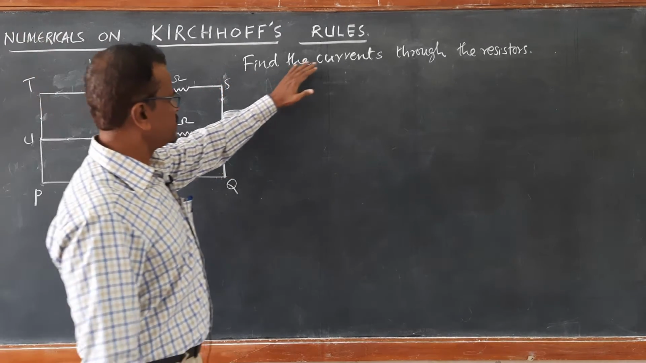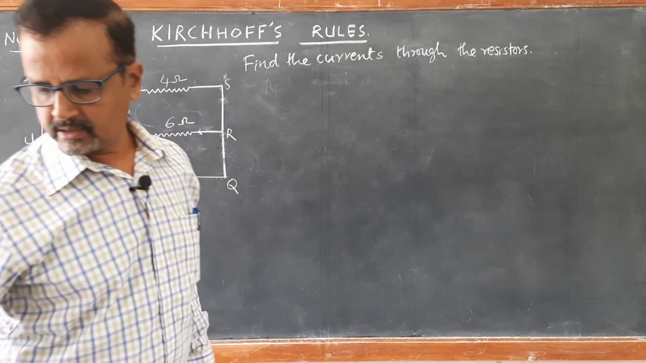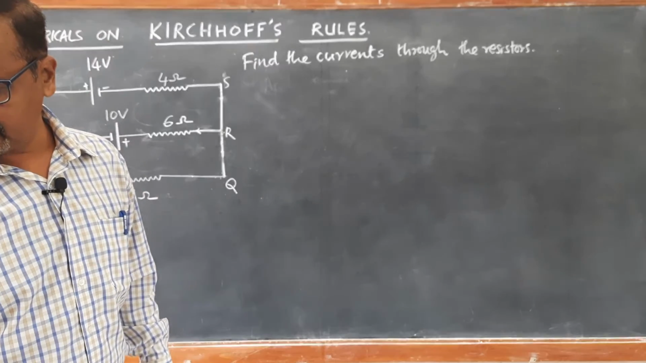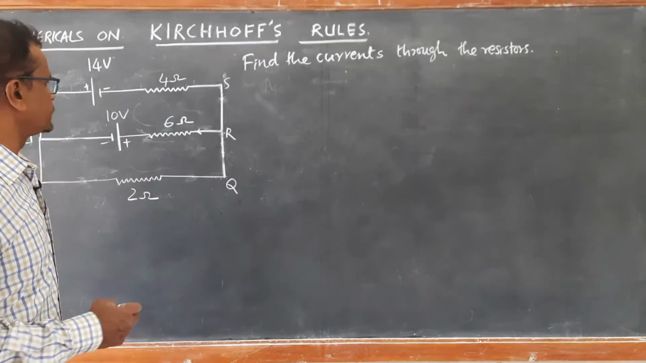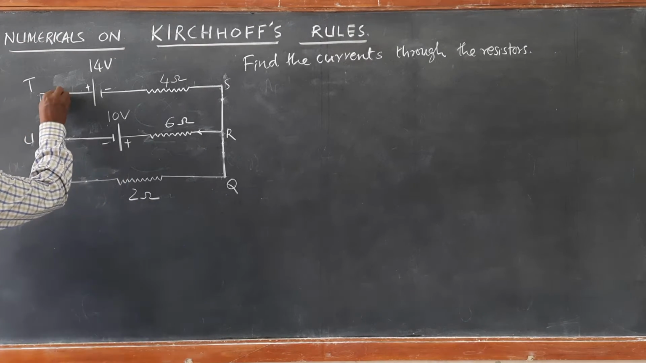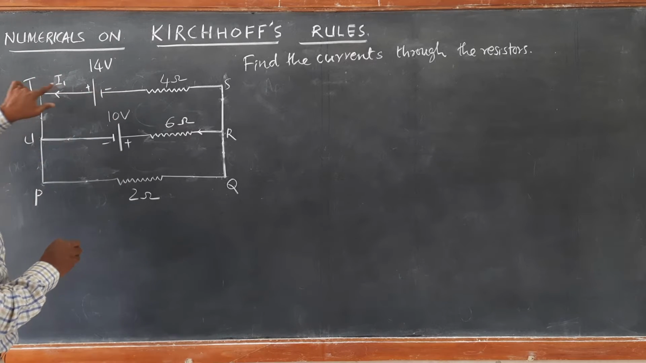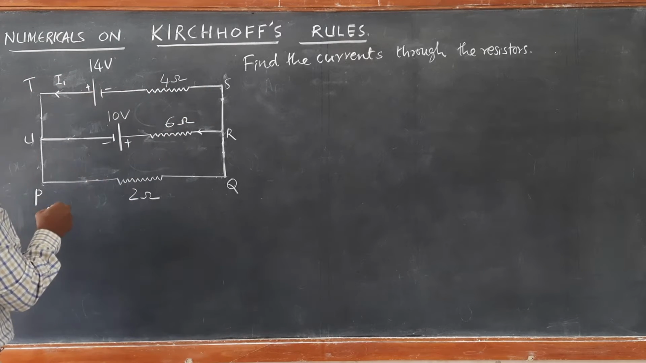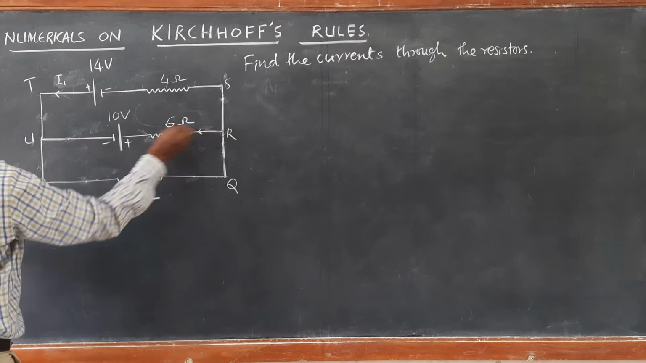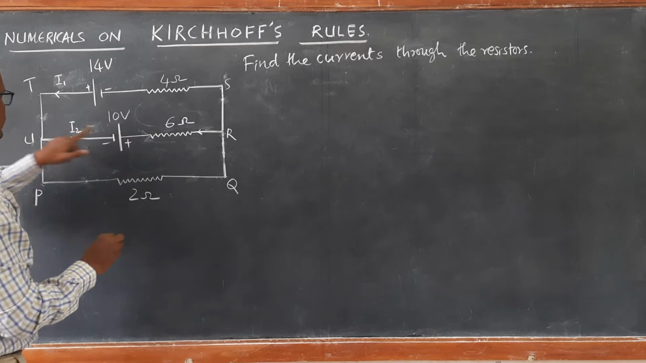What is the question? Find the currents through the resistors. The question is very simple, to find the current through the resistors. But the directions of currents and all, it is not given here. We have to assume. So, let me assume that the current here is I1. Let I1 be the current from S to T, right? And I2 be the current from R to U.